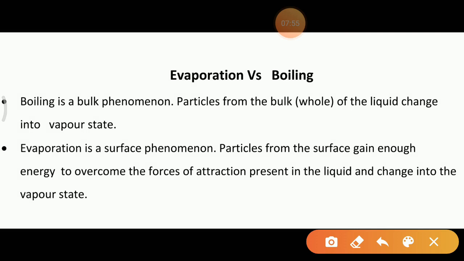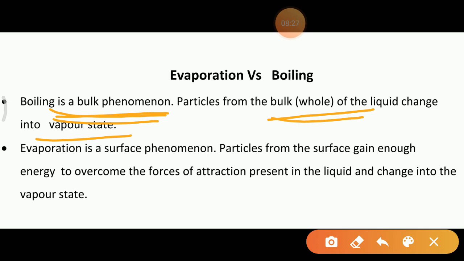Now we will compare evaporation and boiling. So here is the topic, evaporation versus boiling. Sometimes in the exams, the difference between evaporation and boiling is asked. So boiling is a bulk phenomenon. We have already studied that boiling is a bulk phenomenon. Particles from the whole bulk of the liquid change into the vapor state. So boiling is a bulk phenomenon.